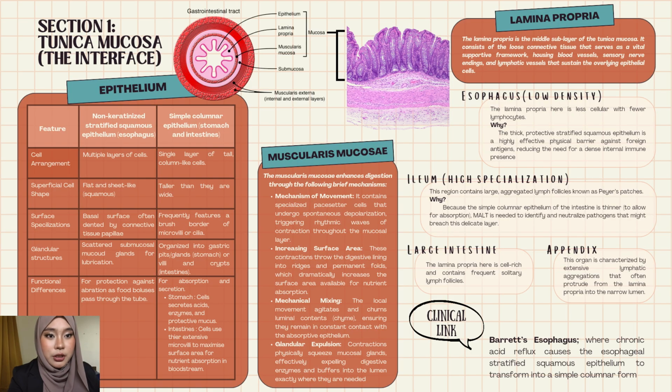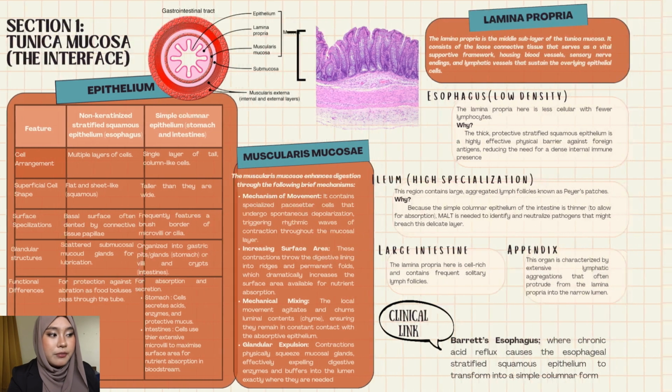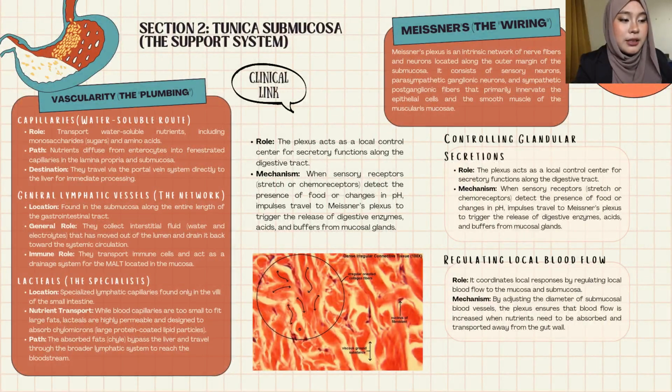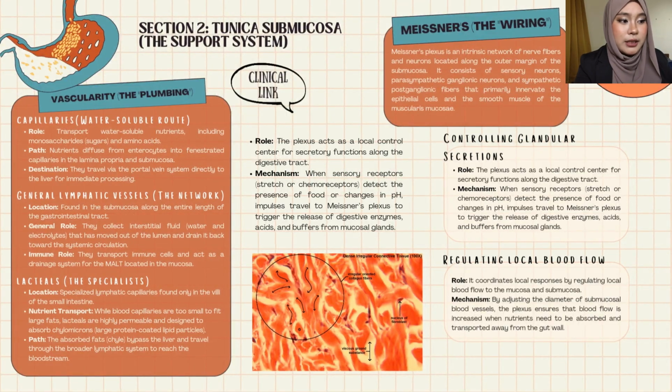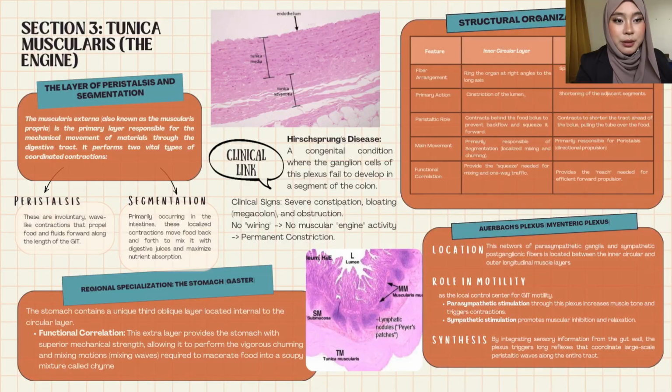The muscularis mucosae contains the pacesetter cells that trigger rhythmic contractions to increase surface area for nutrient absorption. The tunica submucosa contains the Meissner's plexus, which acts as a local control center for glandular secretions and blood flow.